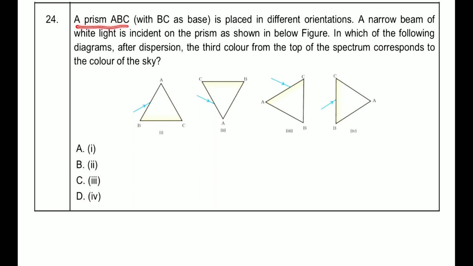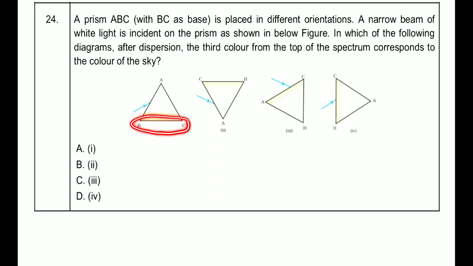So you have this prism ABC with BC as the base, placed in different orientations. A narrow beam of white light is incident on the prism as shown in the following figure. In which of the following diagrams, after dispersion, does the third color from the top of the spectrum correspond to the color of the sky? One thing you have to be very careful about is that BC is the base.